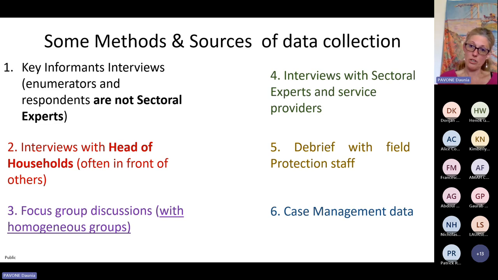Second type of data collection exercise: interviews with heads of households, or household level interviews. You hear a lot of this, especially now, because this is what we use with MSNA. Not only, but this is the typical MSNA data collection method. What do you need to remember about this methodology specifically? The questions are asked to one person in the household. Usually, we're talking usually, right? Usually this person is the head of household.